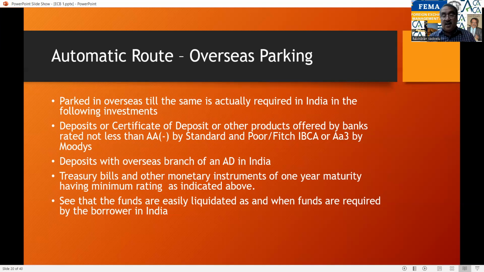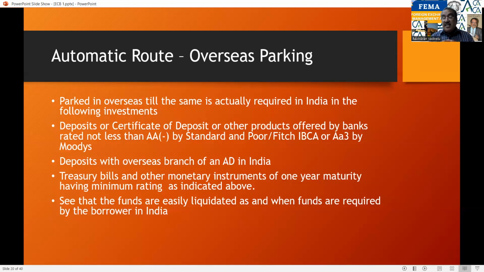One is deposits or certificates of deposit or other products offered by banks rated not less than AA minus by Standard & Poor's or Fitch IBCA, or AA3 by Moody's, and deposits with the overseas branch of an authorized dealer in India. That is, if it is the authorized dealer's overseas branch, you can make a deposit. Treasury bills and other monetary instruments of 1 year maturity having minimum rating as indicated above.